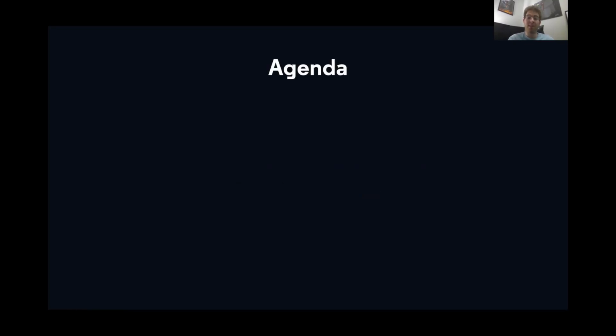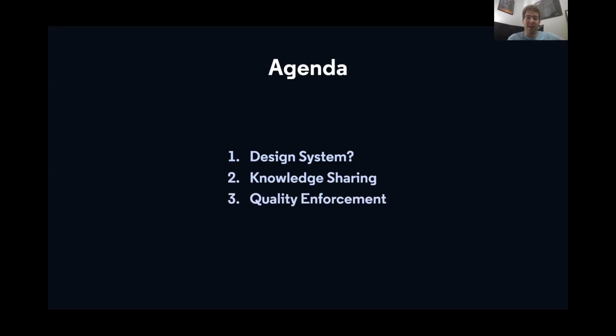The agenda is first we'll talk about what a design system is, why you might want to use it, how it helps with accessibility. Once you've decided to have a design system, how you can knowledge share about it amongst your team members. And lastly, now that your design system is awesome and beautiful, how do you make sure it stays that way?